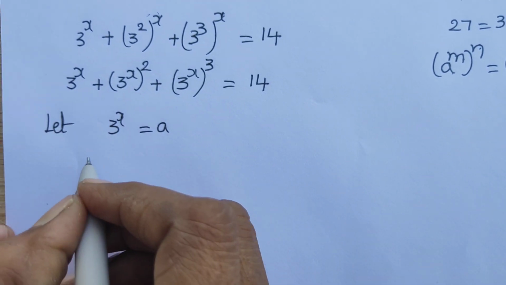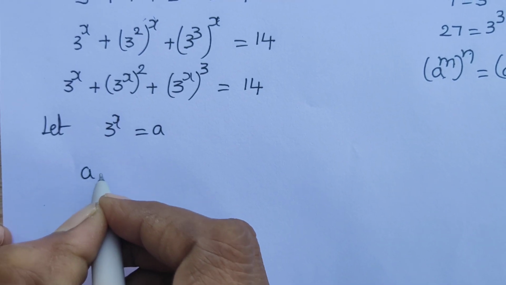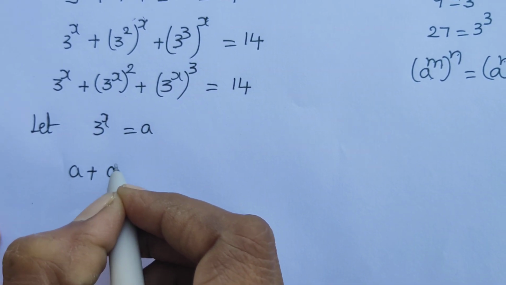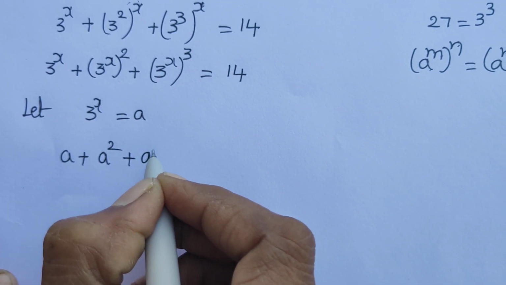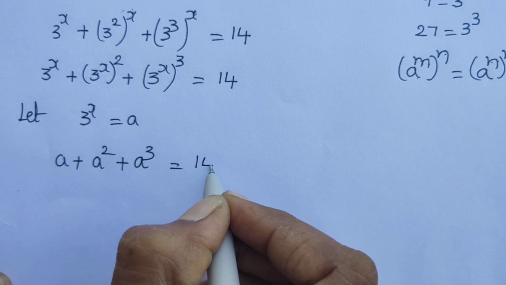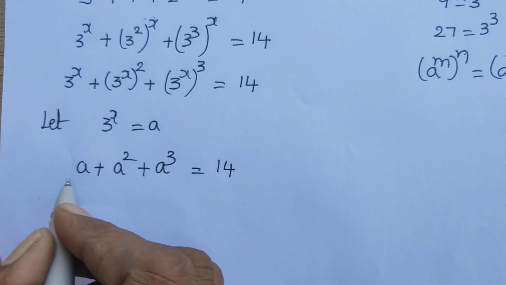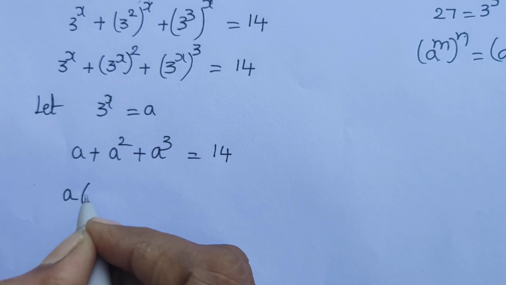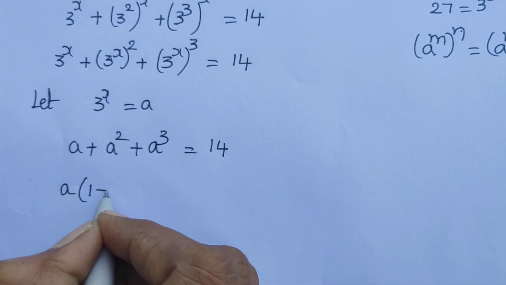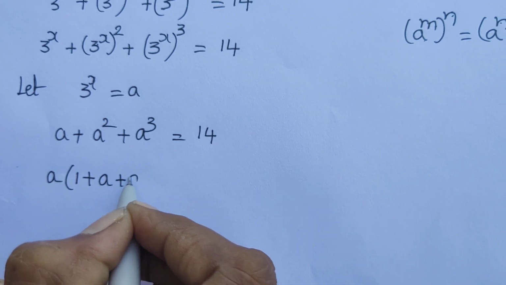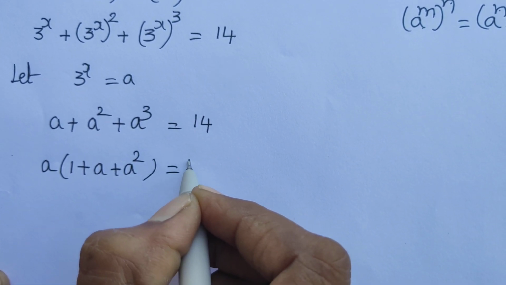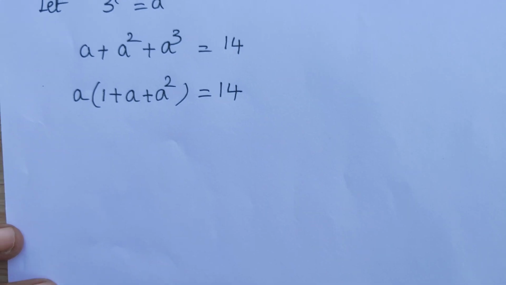Now substitute 3^x equal to a: a plus a square plus a cube equal to 14. All terms have a common factor a, so take a common: a times (1 plus a plus a square) equal to 14.